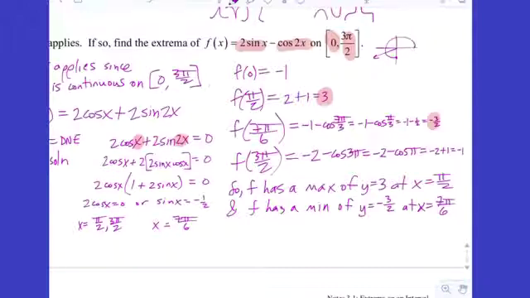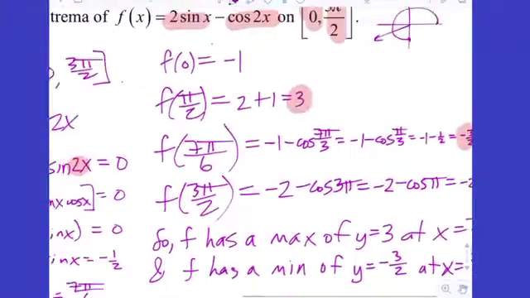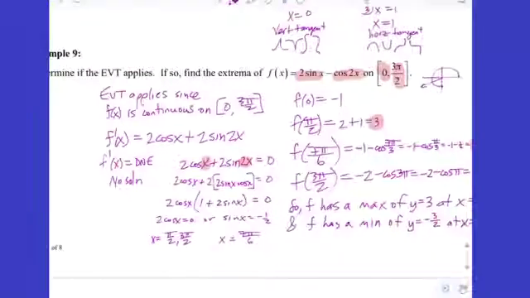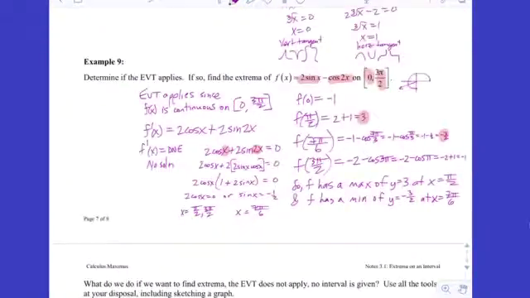Pretty fun to play the EBT game. Pretty easy to play the EBT game, right? It's almost like you're not even using calculus at the end. You're just evaluating functions. The only calculus involved is in finding the critical values that live in the interval, okay?